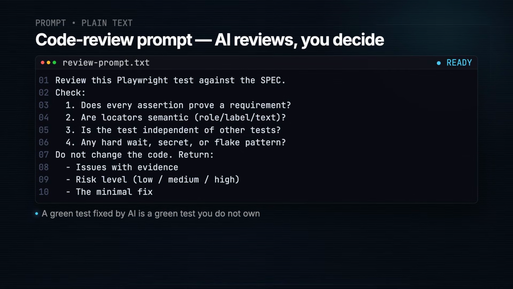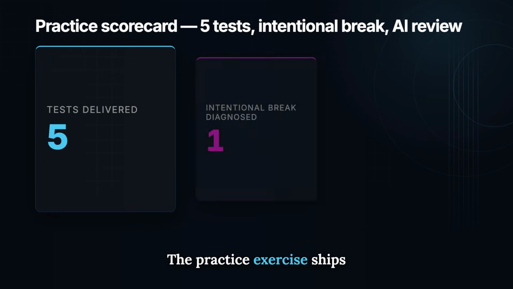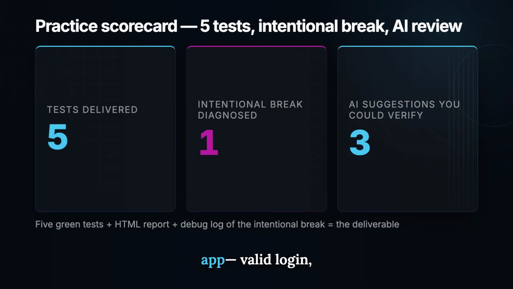You own. The practice exercise ships 5 tests on a legal demo app: valid login, wrong password, required field, logout, and 1 boundary. Run each test alone, then run the suite. Intentionally break one locator, capture the trace and screenshot, and diagnose the failure by category. Ask AI for a review, and only apply the proposals you can prove. The deliverable is 5 green UI tests, the HTML report, and a debug log of that intentional break.